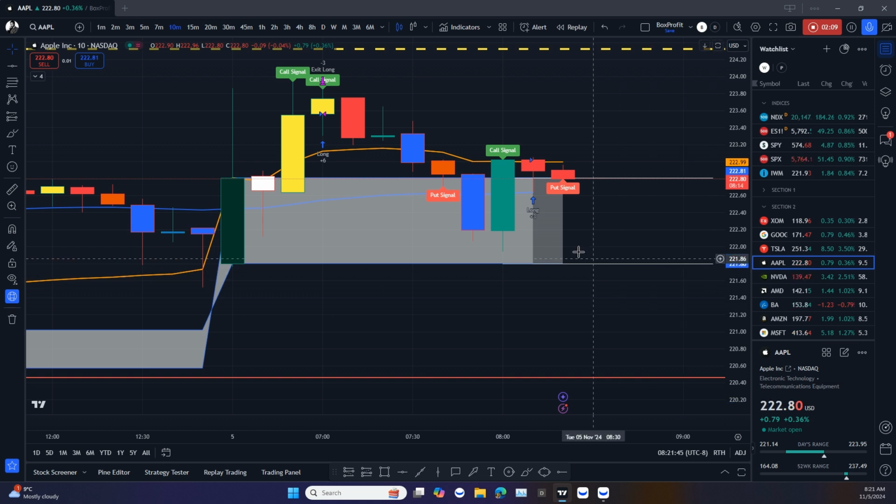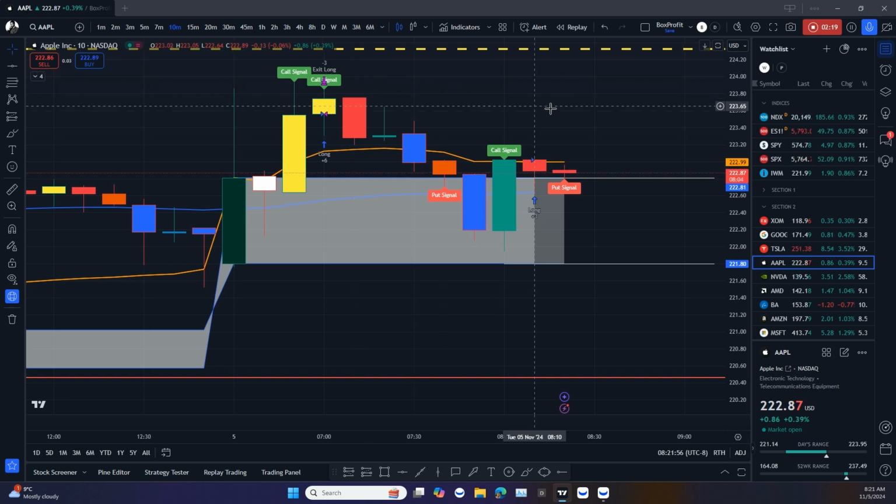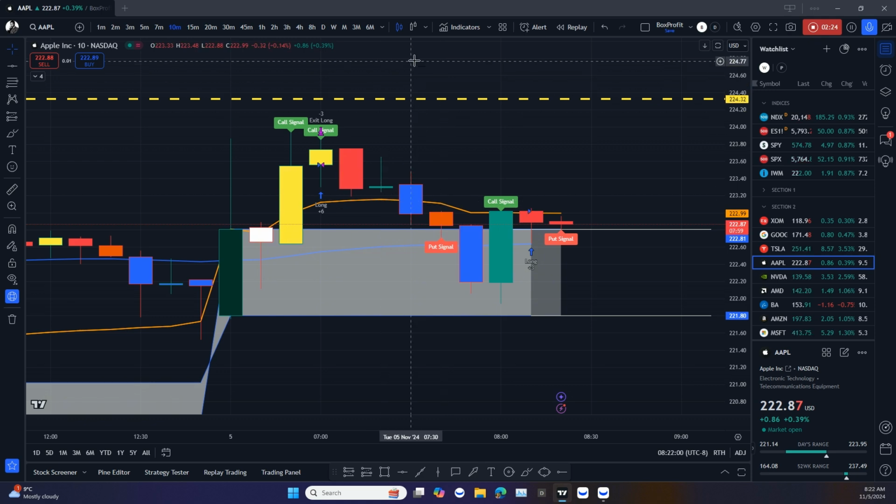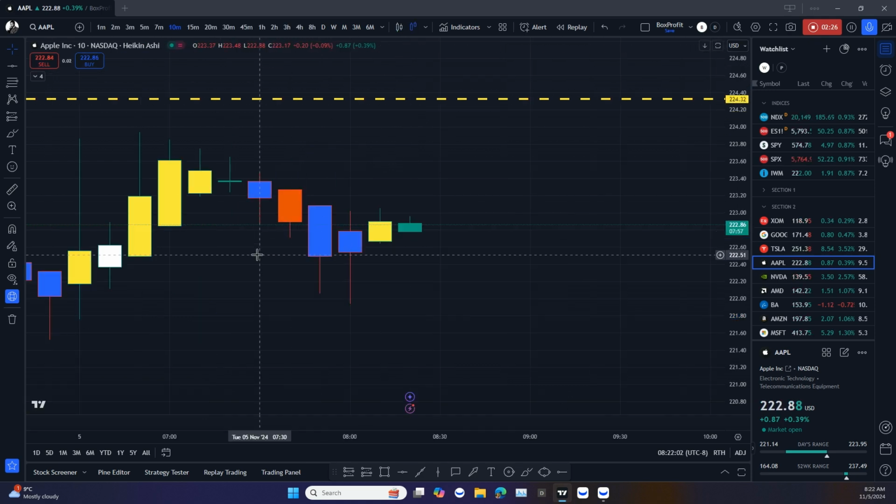Okay. Before we take a look at an example here, I'm going to change my chart to something that will help us visualize all these things in a clearer and smoother manner. I'm going to change my chart from the regular traditional candles into a Heikin-Ashi setup.